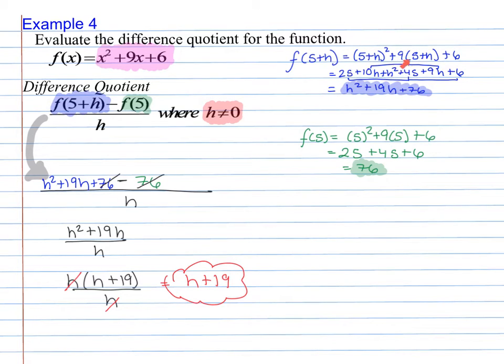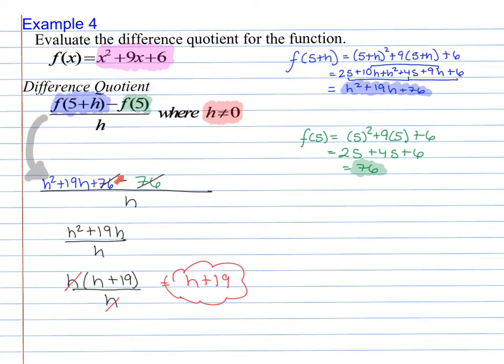I multiplied the 9 times everything in the binomial, and I got 45 plus 9h, and plus 6. I combine like terms on the numerator, and then I got h squared plus 19h plus 76. Then I just found the f of 5. So wherever I had an x, I put a 5. So now I'm going to have 5 squared plus 9 times 5 plus 6. That's 25 plus 45 plus 6, which is 76.